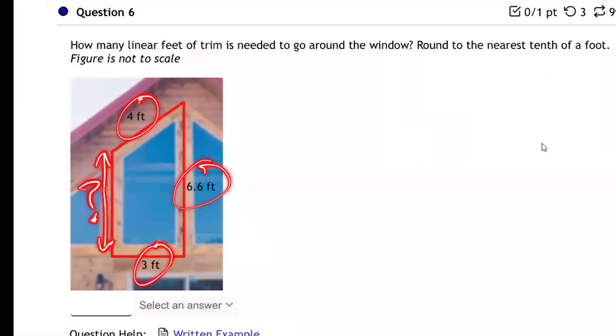and then I can add it to the 3, the 4, and the 6.6, then I will have all the way around that trapezoidal window, won't I? So I just need to find that left side. You with me? I just need to find that left side, and then we can just add up all the sides, and we'll have how many linear feet of trim is needed to go around the window. So really, the whole problem boils down to finding that left side. If I can just find that left side, we've got it.